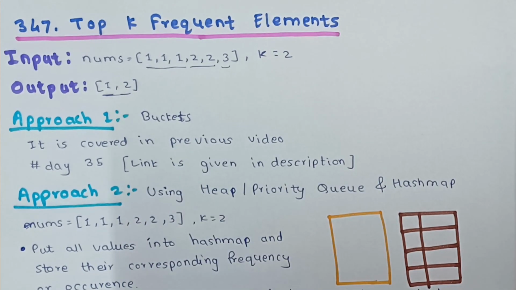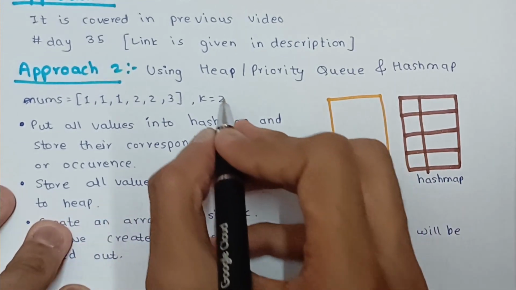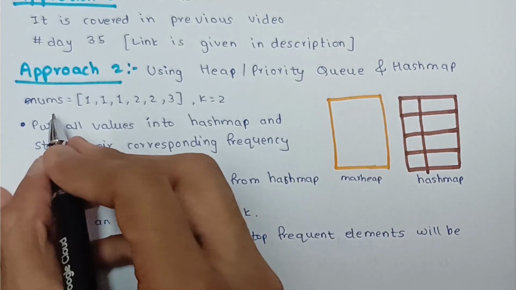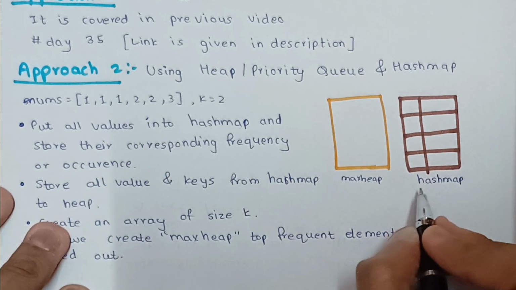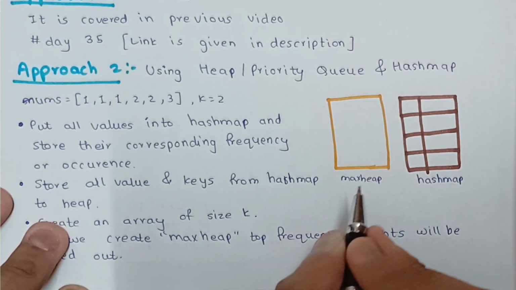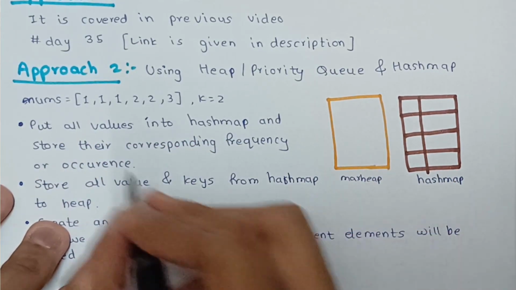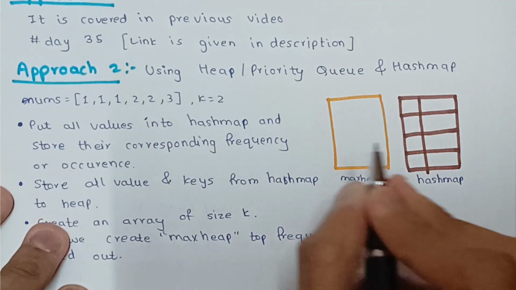So today we will discuss the more optimal approach, which uses a heap, meaning a priority queue, and a hash map. This is the given nums array 1 1 1 2 2 3, and k is equal to 2. What we will do is simply create one hash map and put all those elements into the hash map. We will traverse the array and store the elements and their occurrences in the hash map.